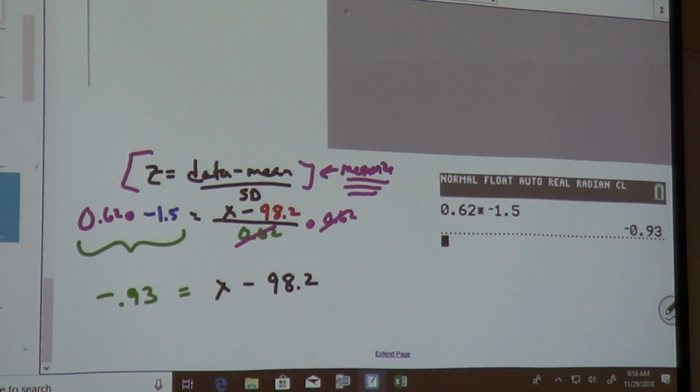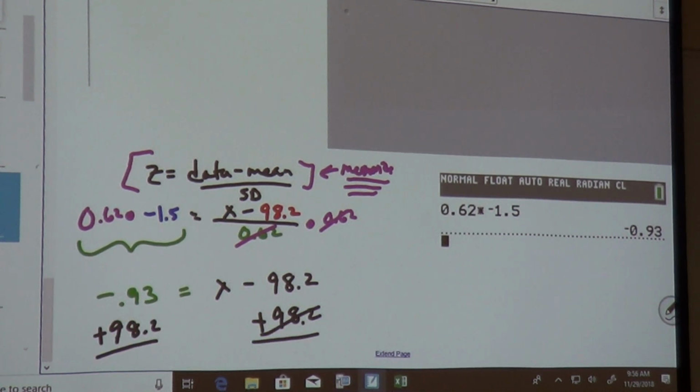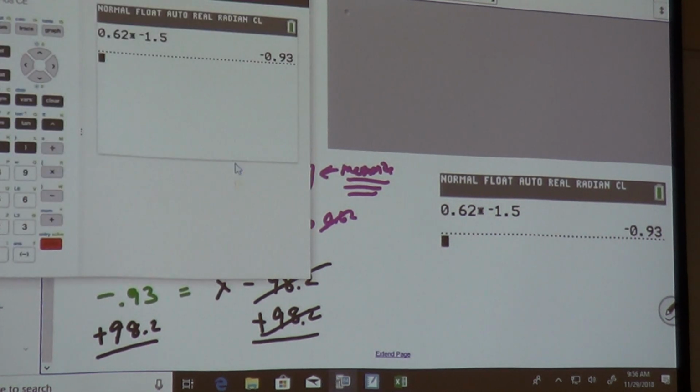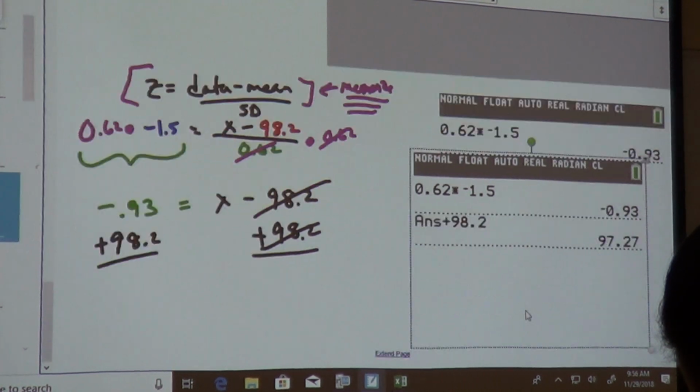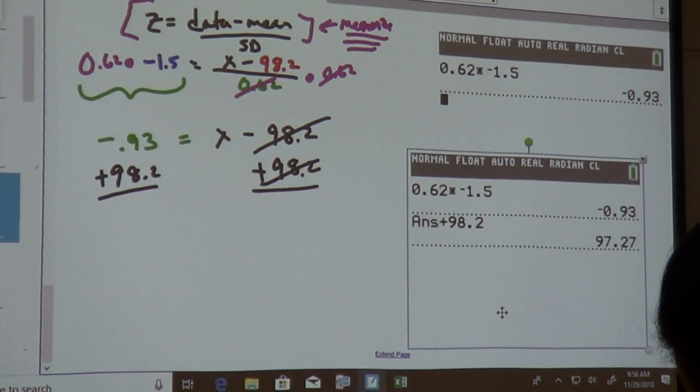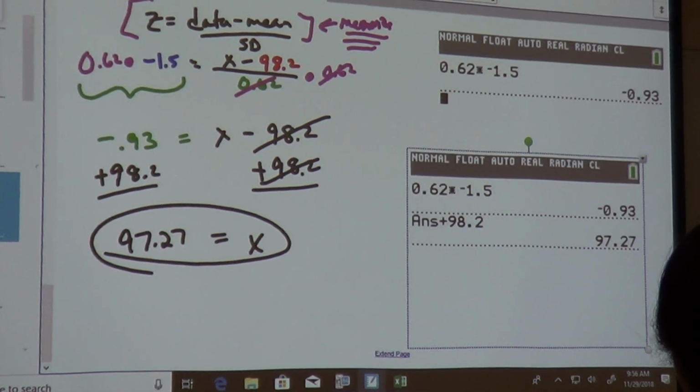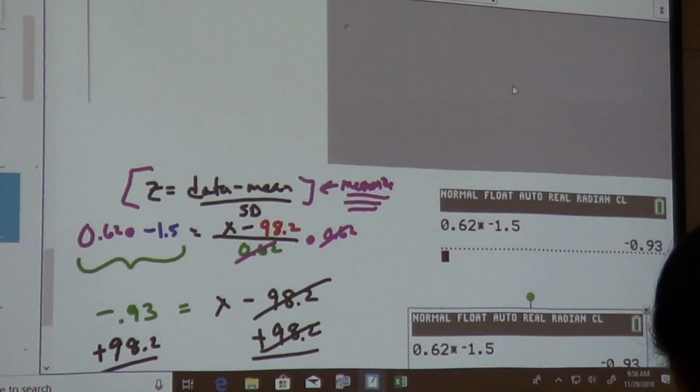What do I need to do now? Add. We need to add the 98.2, because now we've gotten rid of the hussy, we need to get rid of our girlfriend. So I need to add 98.2 to both sides. So my x, or my data point, is going to be 97.27. My data point's gonna be 97.27.